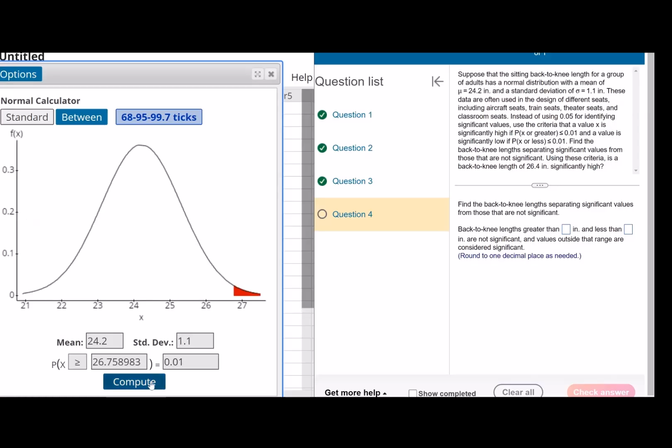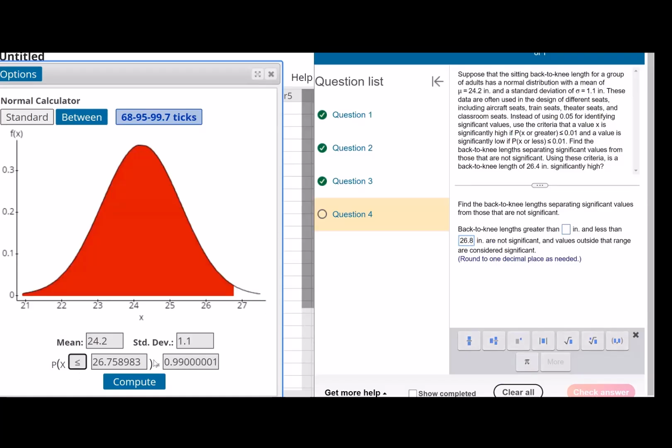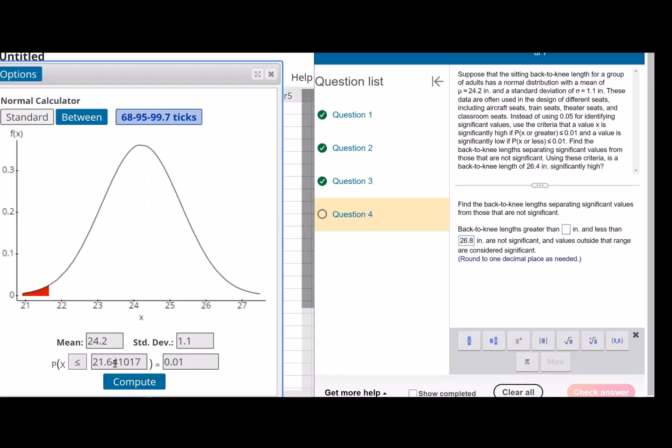0.01. Back-to-knee lengths greater than, I want it to be less than 26.8. And then here, the lower 1%, and I get, to 1 decimal place, 21.6. It has to be bigger than 21.6 and smaller than 26.8.